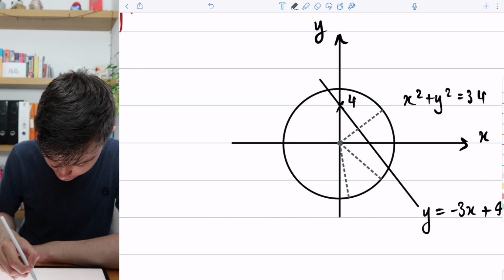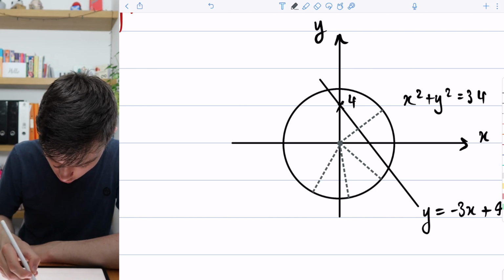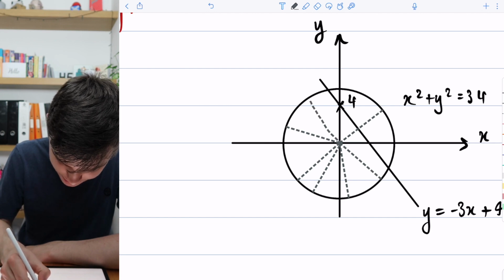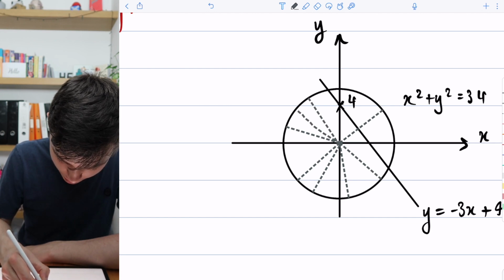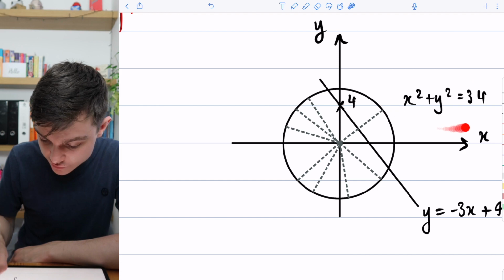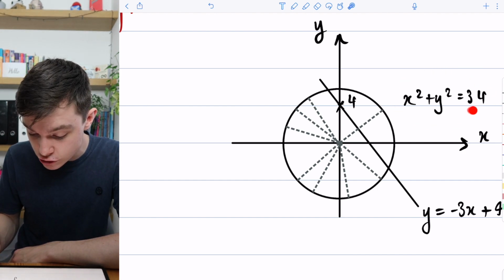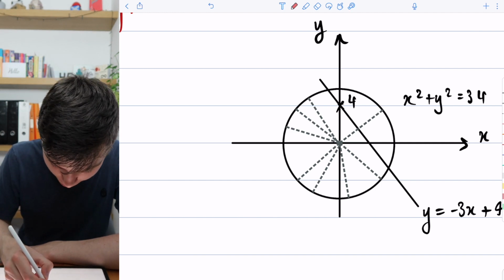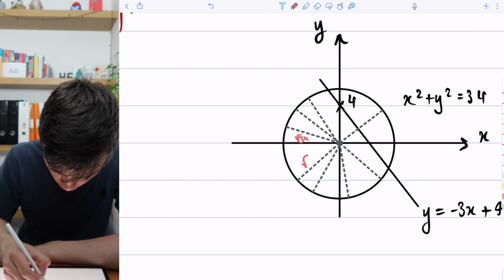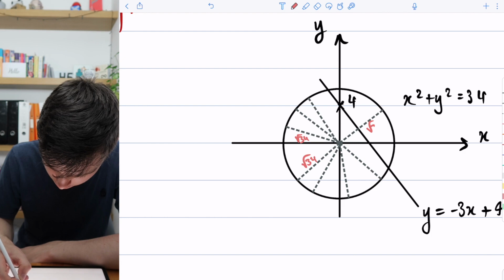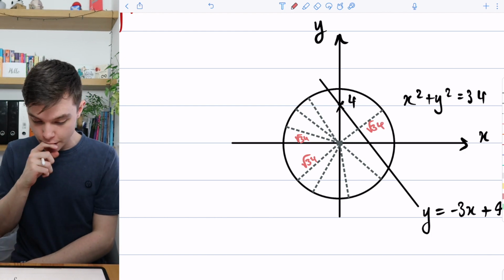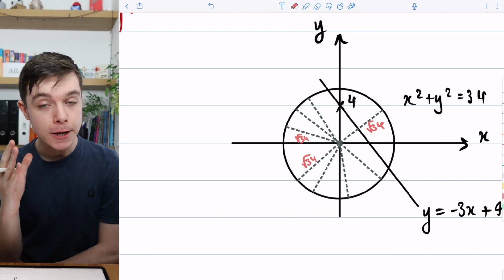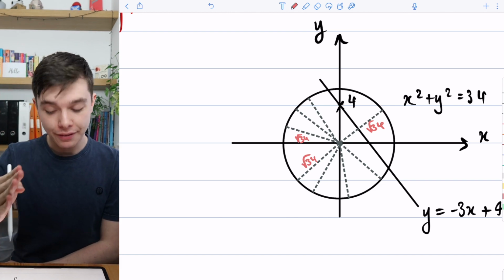So from the origin to the circle, all of these lengths are root 34, because these are the radiuses of the circle. And because this is our equation of the circle, the radius is just the square root of the constant here. So any of these are the length root 34, all the grey dashed lines. So what we want is the intersection point between the circle and the straight line.